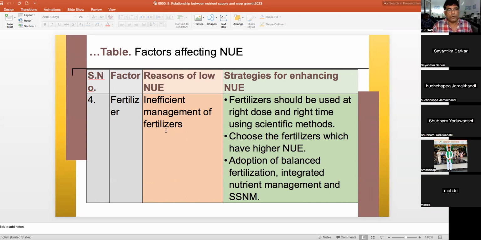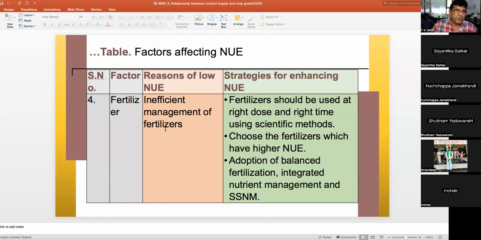So you can see the sources. Sources are also important. If you apply rock phosphate in the soil, if you compare it with the single superphosphate, so phosphorus use efficiency will definitely be higher from the single superphosphate compared to rock phosphate. So fertilizer sources, you can take any sources and you can compare the use efficiency. Same quantity of nutrient you can supply, but their efficiency will vary.